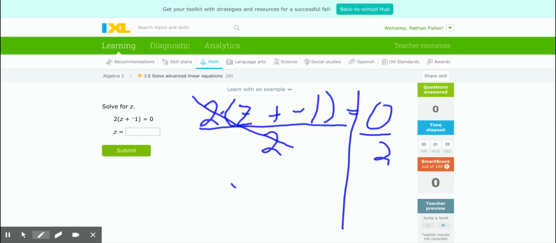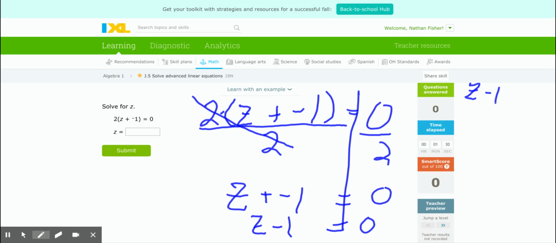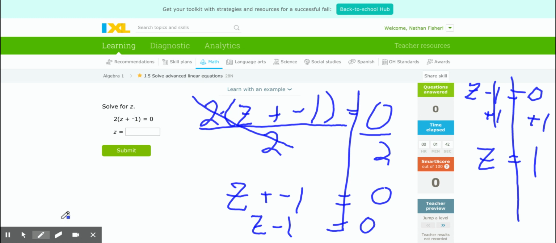When I do that, I'm going to have z plus -1 equals 0 divided by 2 is still 0. Now I have z plus -1. I'm going to rewrite that as z minus 1. That's the same thing. And then here I'll go up top. Z minus 1 equals 0. I would add 1 to both sides to solve that. And I'd get z equals 0 plus 1 is 1 here.